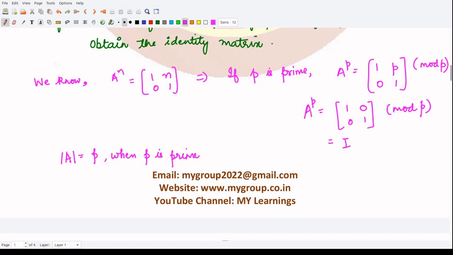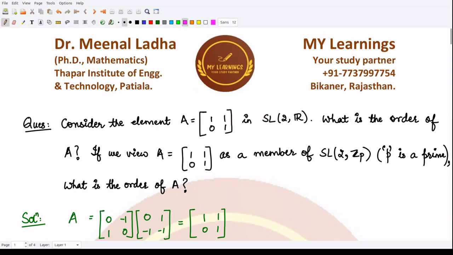This holds when p is prime and A belongs to the special linear group consisting of all 2 cross 2 matrices whose entries have been taken from ZP, correct? And what is the role of prime p here? Because you do not have any other number which is divisible by this p. Hence in this particular case, you have p as the order because you do not have any other smaller integer which follows this property. So I hope you understood this question well.